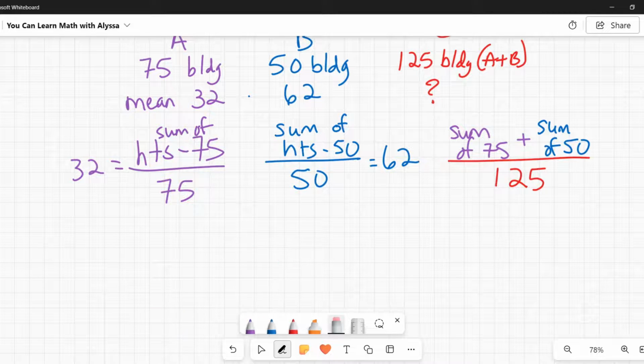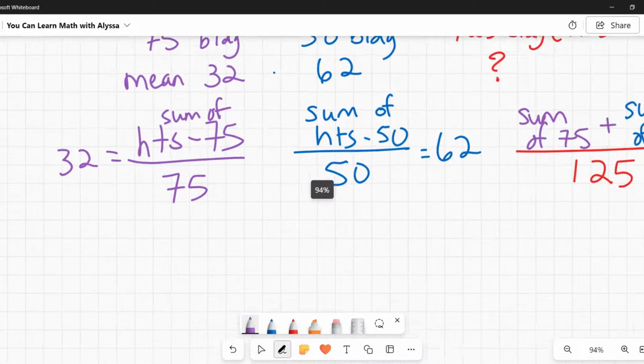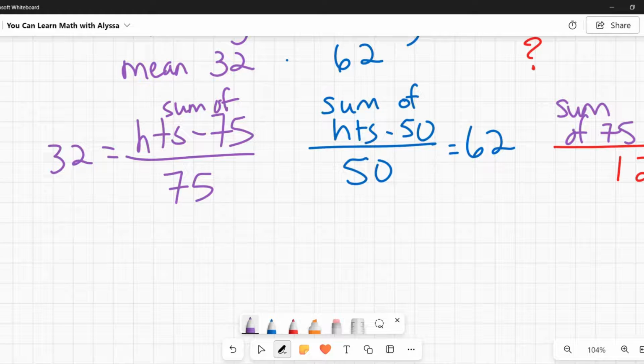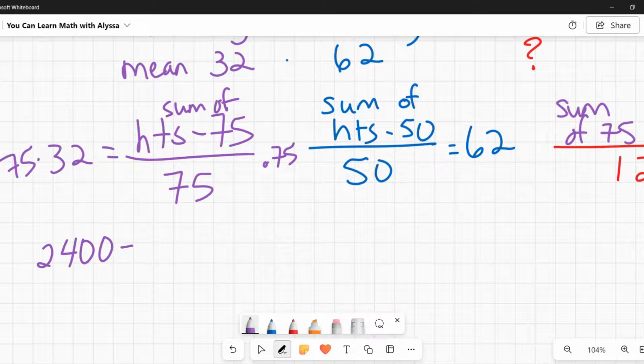Well, that's what we're going to do. Same exact thing. Dividing by 75, I want to undo that. I want to multiply by 75. So on the left, I have 32 times 75, which gives me 2,400. So that is the sum of the 75 buildings is 2,400 meters.